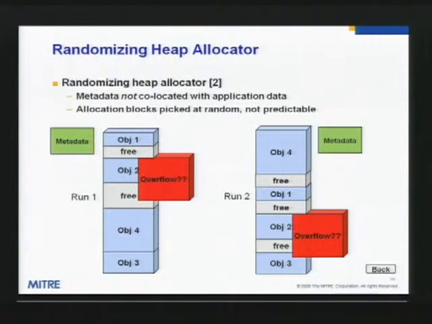So now an attacker has no way of knowing that if they overflow object 2 by a certain amount, they'll end up within object 3, overwriting the heap metadata in a certain way. For every different instance of a program, the overflow will act differently. The object will be in a different place.